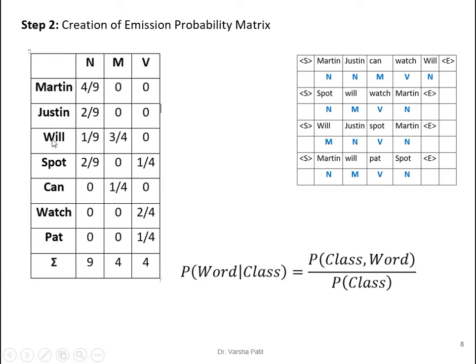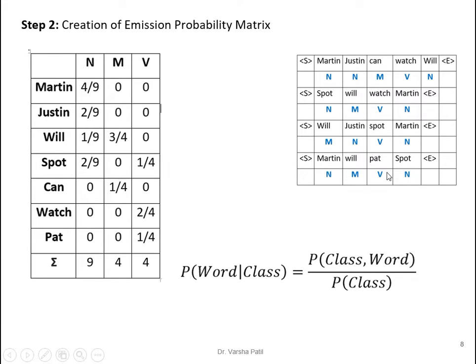Now I will explain for "will", because "will" acts sometimes as a modal verb and sometimes as a noun. In this corpus, "will" comes as a noun 1 by 9, because only in this statement it acts as a noun. For example, "Martin Justin can watch the will". But after that, in the second, third and fourth statements, it acts only as a modal verb, so it is nothing but 3 by 4. So the modal verb probability is 3 by 4 and "will" as a noun is 1 by 9.